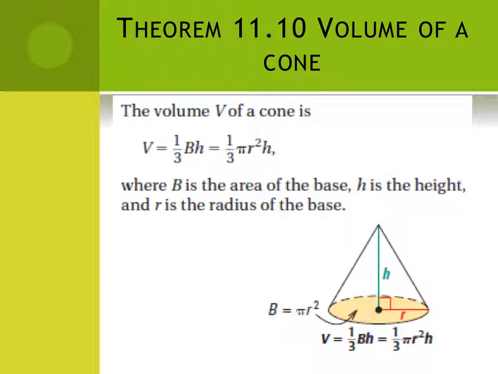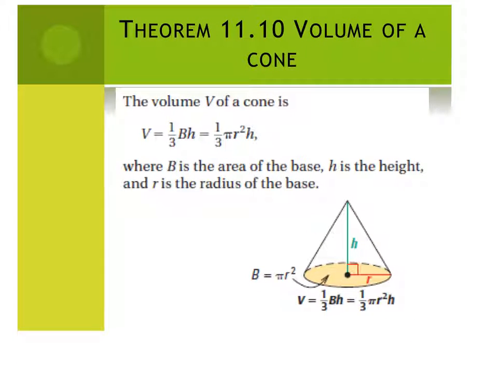The next slide is the volume of a cone. Same thing, remember I showed you the cylinder on the first slide. The cylinder was pi r squared times height, but when it's a cone, we're cutting 1/3 of it off.